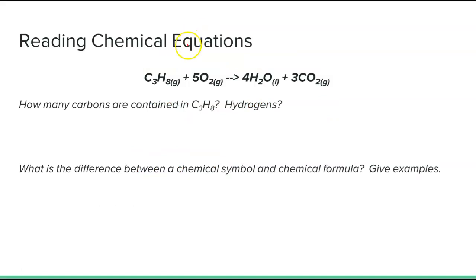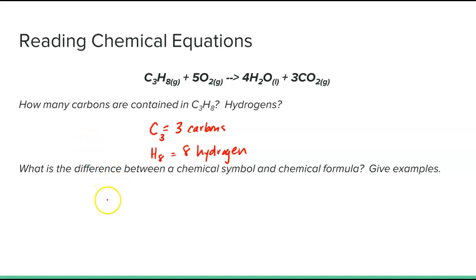So in this here, we've answered our question already before, but how many carbons are contained in C3H8? And if you said that there were 3 carbons, you're correct. For H8, we said that there are 8 hydrogens. C stands for carbon, H stands for hydrogen, and that's okay if you don't know that right now. What is the difference between a chemical symbol and a chemical formula?